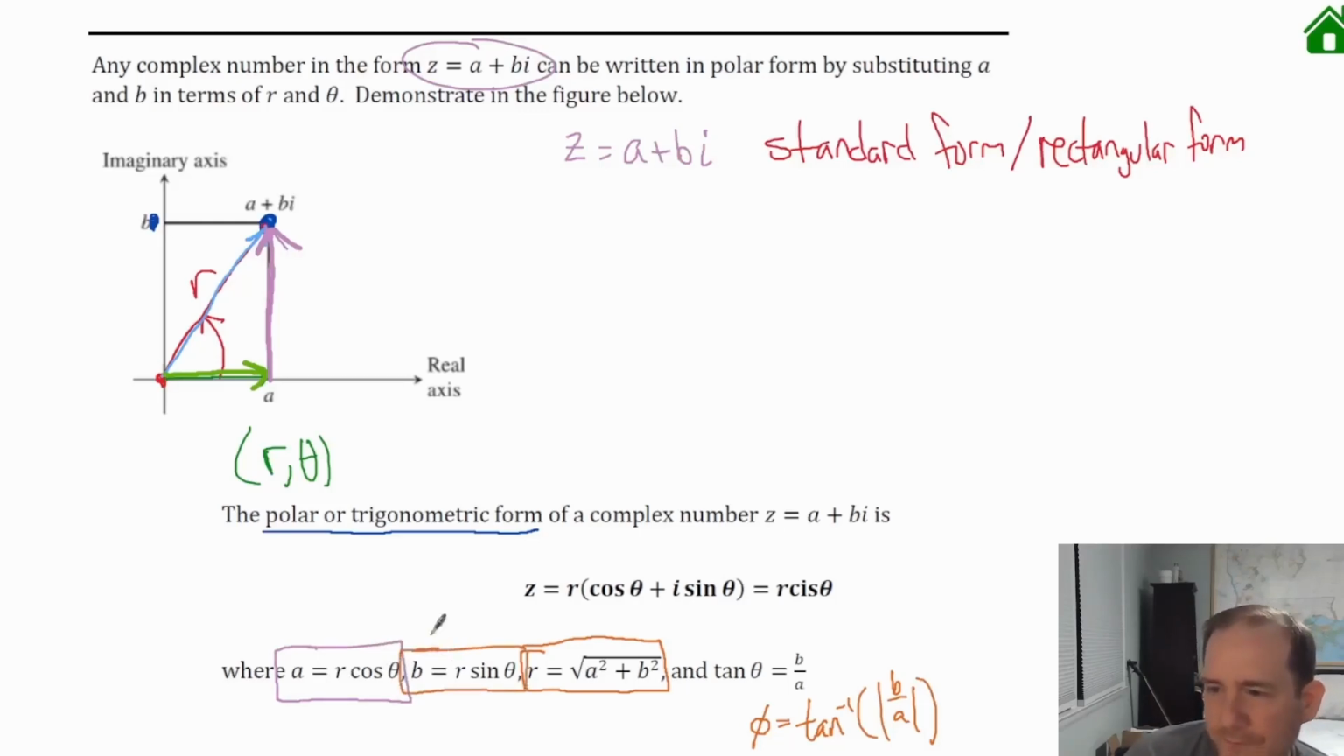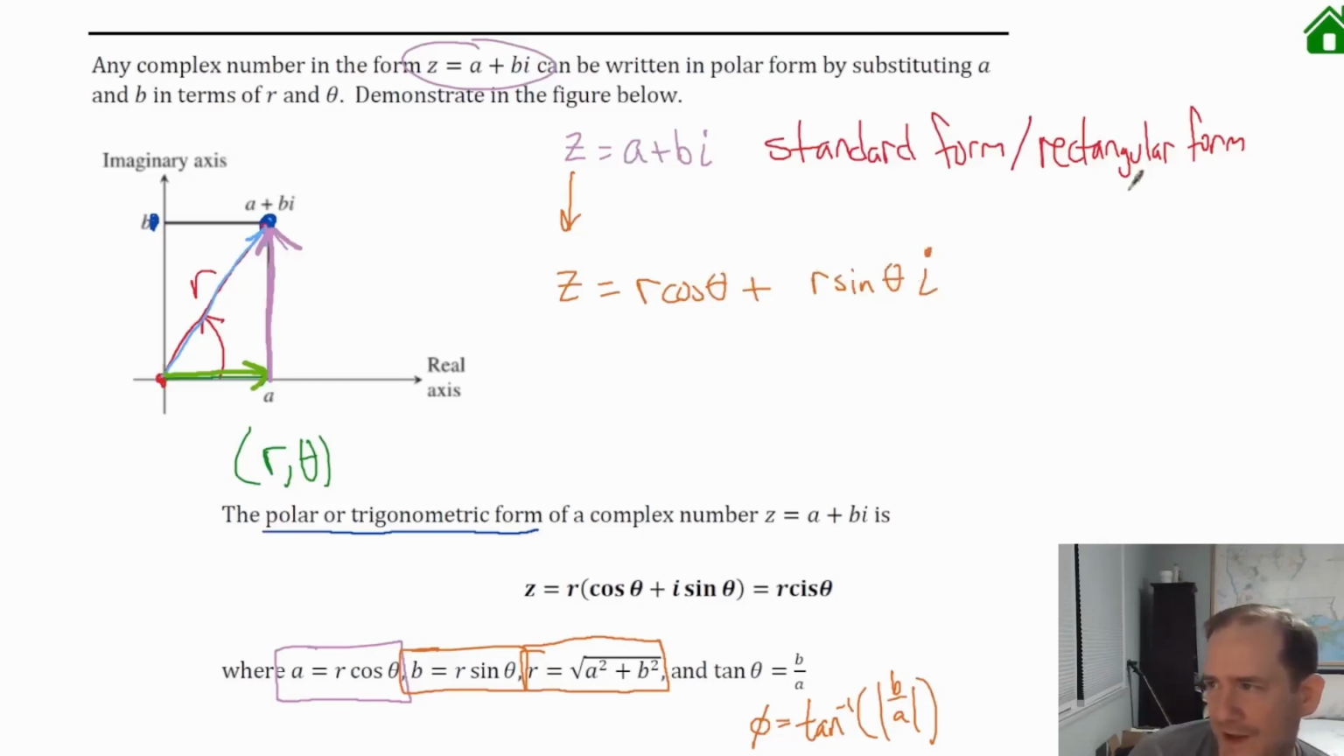And so that means that our complex number is the sum of those two vectors. It would be r cosine theta plus r sine theta. But wait, that's the imaginary part. So that guy would be times i. Just write it, times i. Okay, so there you go.